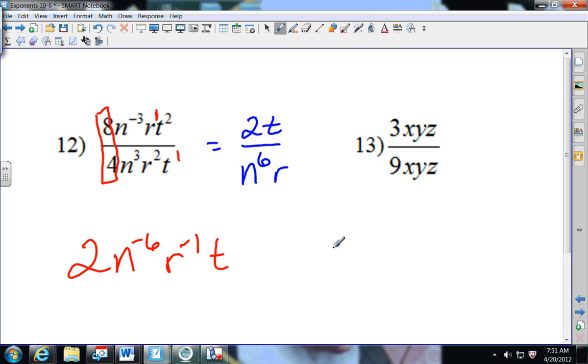Number 13. Well, what is 3 over 9? 1/3. Now, x divided by x, that goes away. The y's cancel out and the z's cancel out. All you have is 1/3.